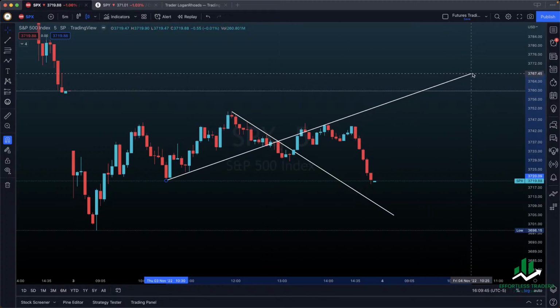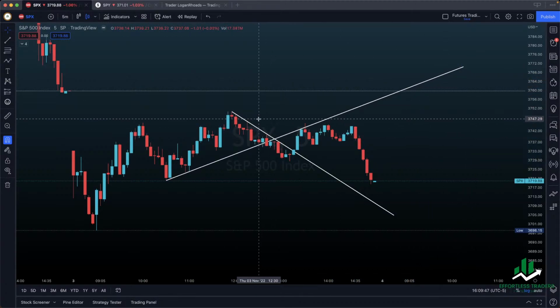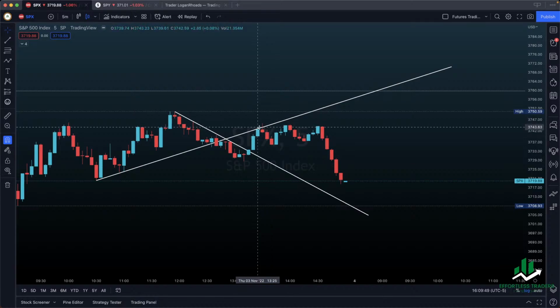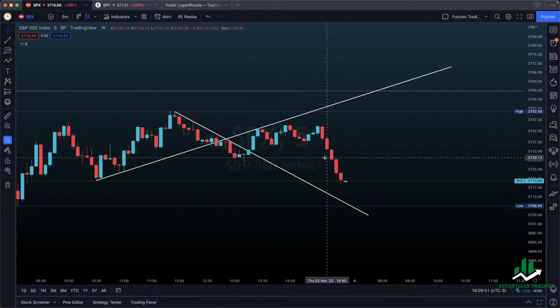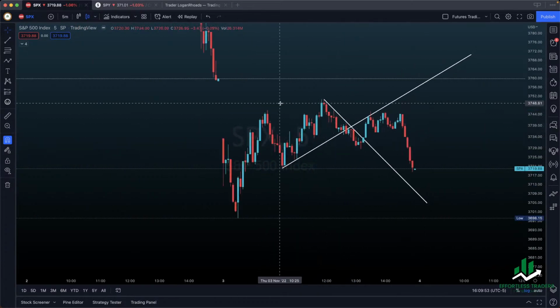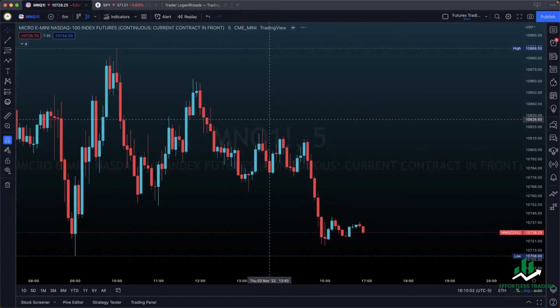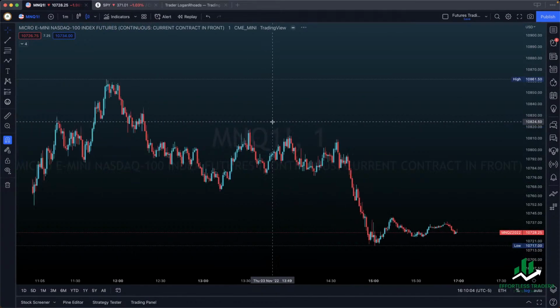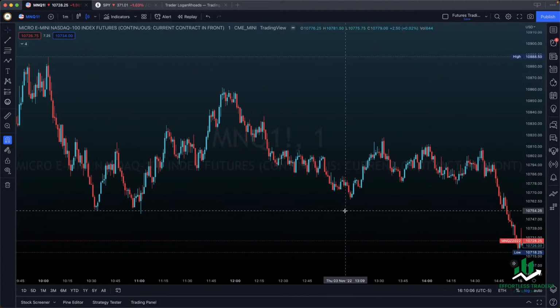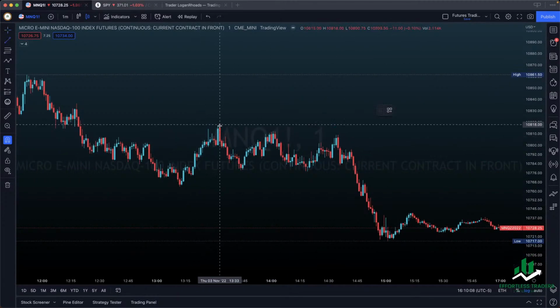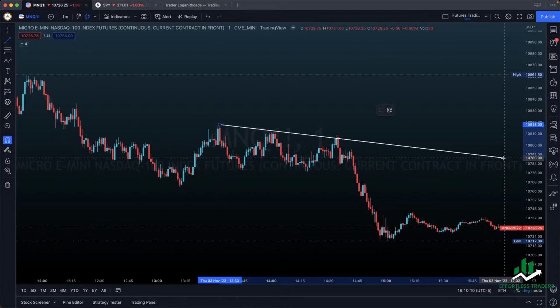And then if you really bring this out, it was kind of respected later. See? So it broke out, we retested that again, and went back down here. So trend lines are very, very, very powerful in the way you trade. Personally, I trade a lot of futures. So let's go to the NQ micros. For example, I traded this today, right here. I traded this breakout right here, like this.